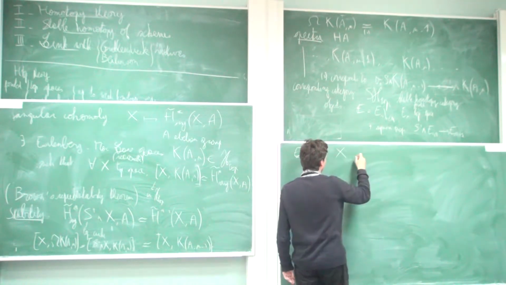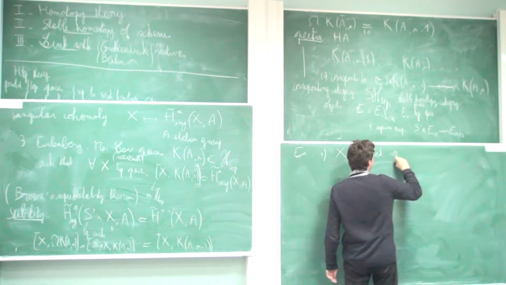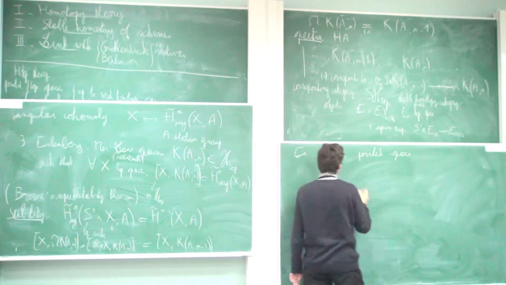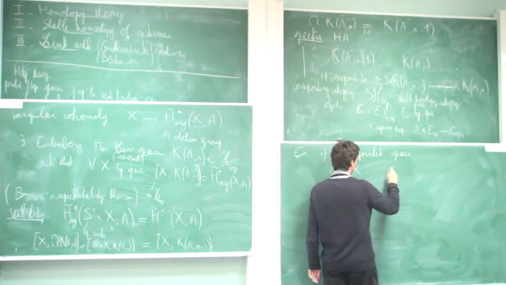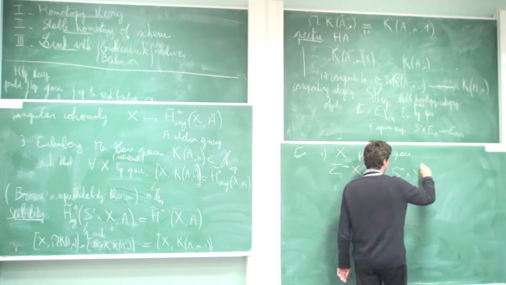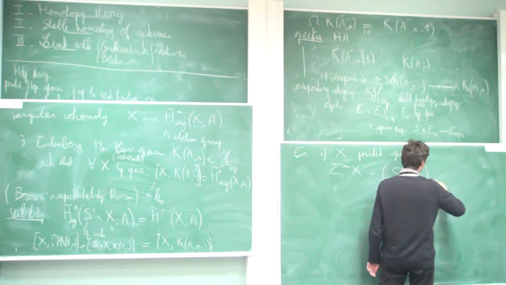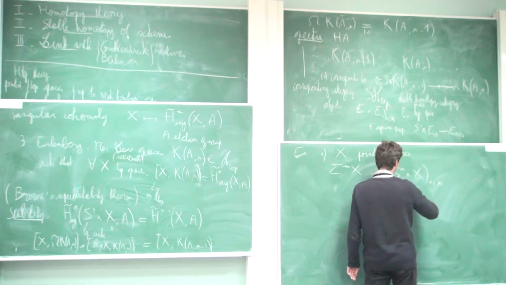If X is just a pointed space, one can define the spectrum of infinite suspension of X, which is just the sequence of S^n smash X, for n in N, with the obvious suspension maps.